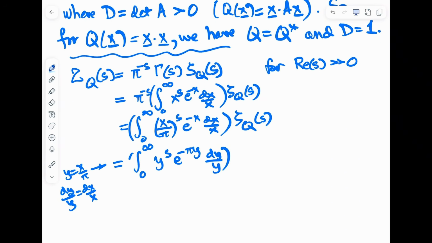All right. So now I want to bring, I guess we can write, this is a sum over v in Z^k, not 0, 1 over q of v to the s. And so I'm going to take this entire expression and put it on the inside.